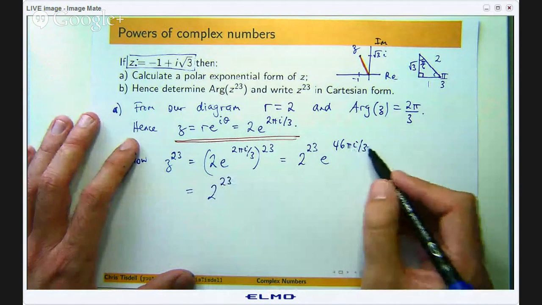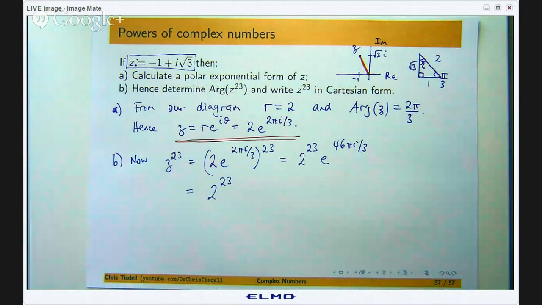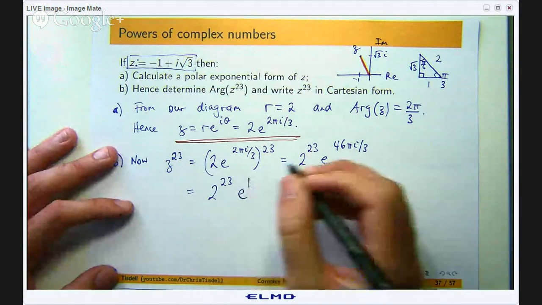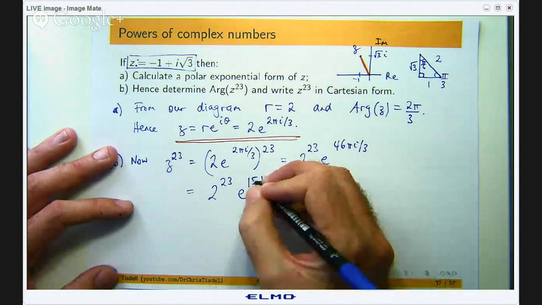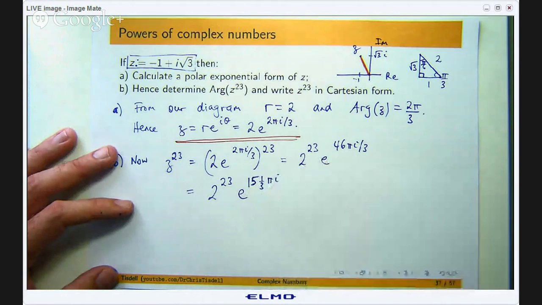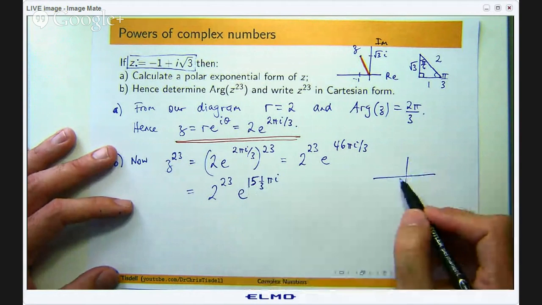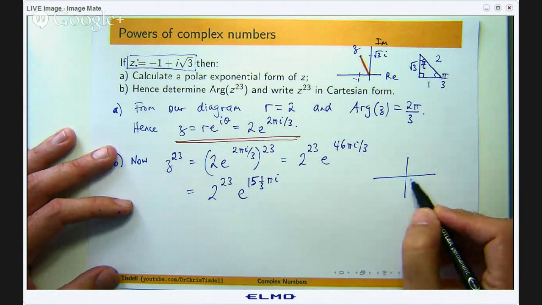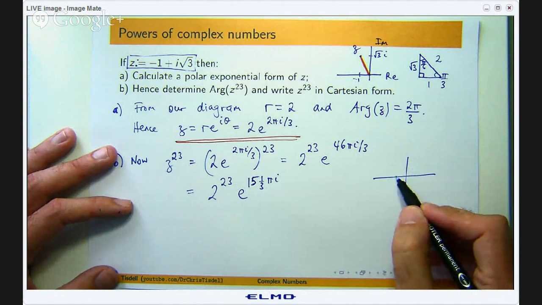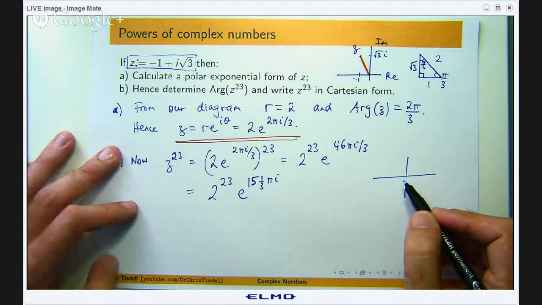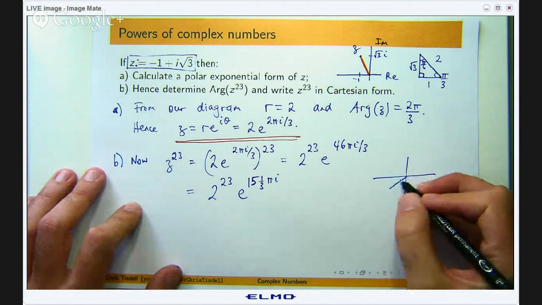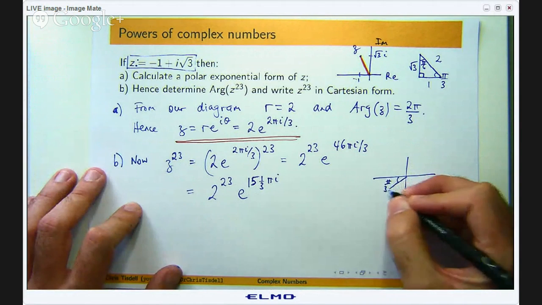So 46 over 3 is 15 and 1/3. 15 and 1/3 pi i. So what does this tell me? Well, it tells me that I go 15 half turns, if you like. So that's pi, 2 pi, 3 pi, 4 pi, 5 pi, 6 pi, 7, etc., up to 15 pi. I'll get over here. And then I go an extra pi on 3. So I'm actually going to end up somewhere around there with this complex number.